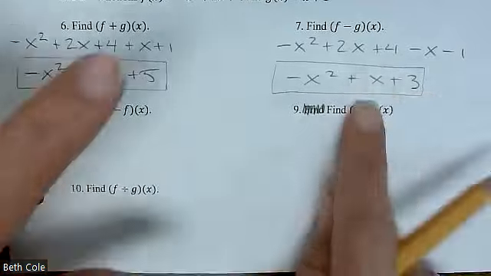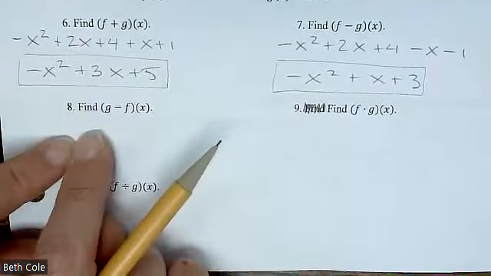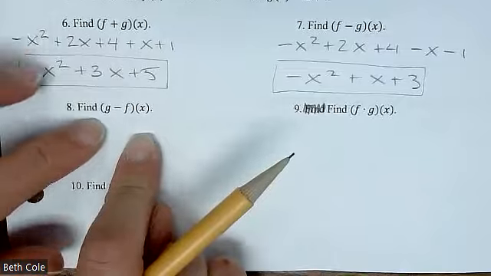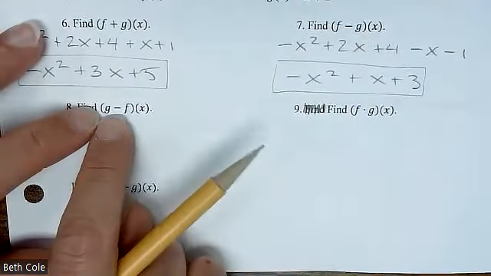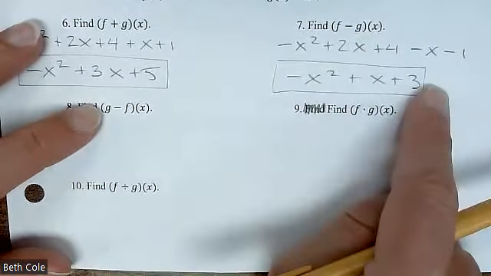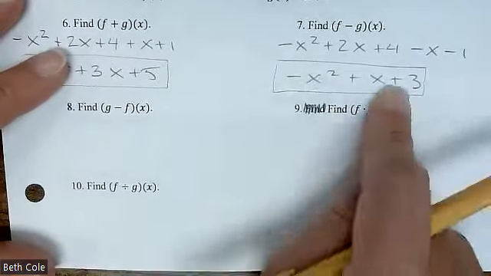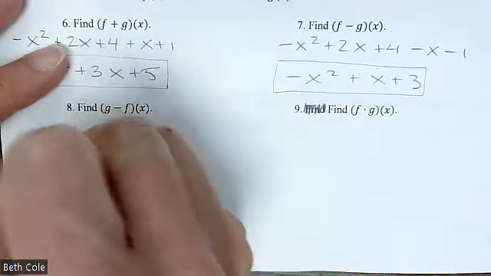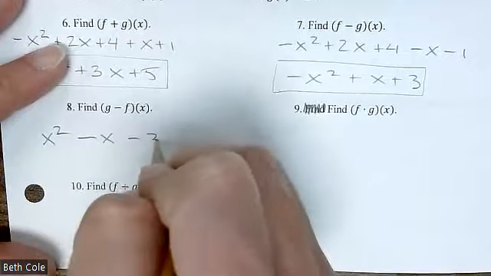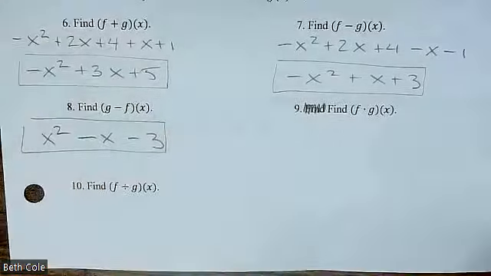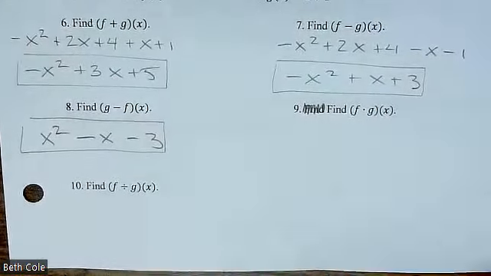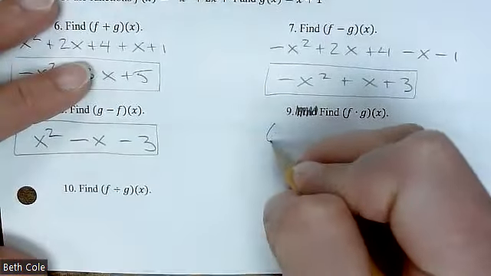All right, so it sounded like these 2 went okay. What can you do for number 8 to not do any work? Because this is f minus g. If you want to do g minus f, just negate each of these. So that would give you positive x squared minus x minus 3. Or you could work it out if you were like, hey, I don't trust myself, or you just want to check it or whatever. All right, this is the multiplying one.